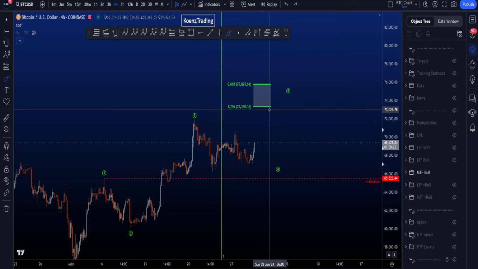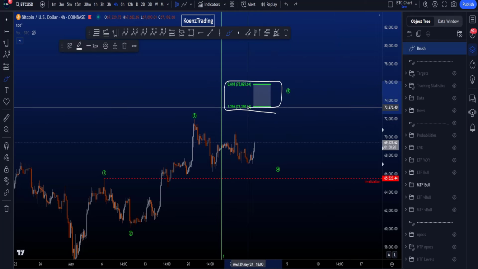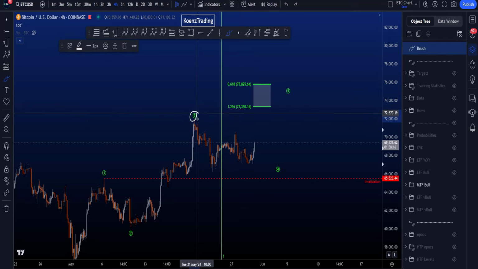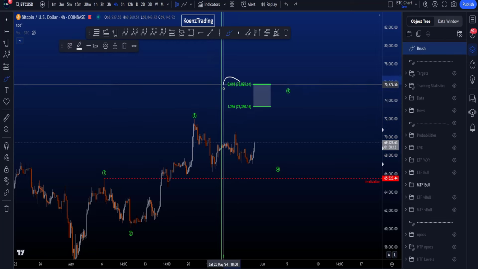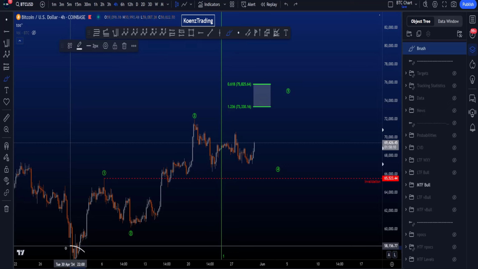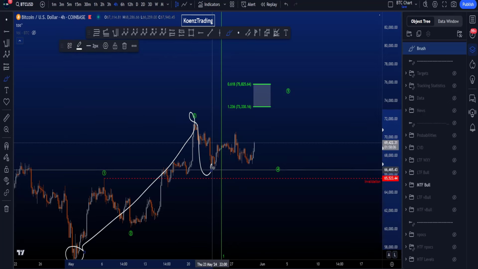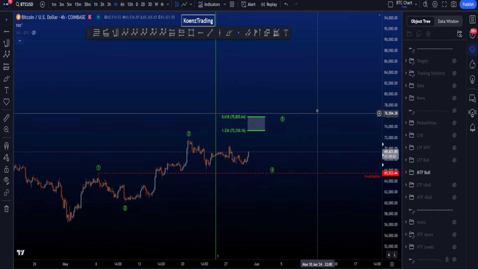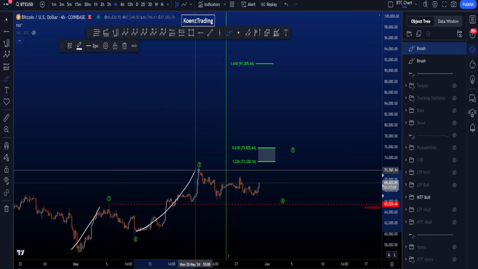The target area for your wave 5 is between the 1.236 and the 0.618 trend-based fib extension. The 1.236 is a Fibonacci taken from the high to the low of wave 4 at 73.3k, and the 0.618 is a trend-based fib extension taken from the low of 1 to the high of 3 to the low of wave 4 at 75.8k.